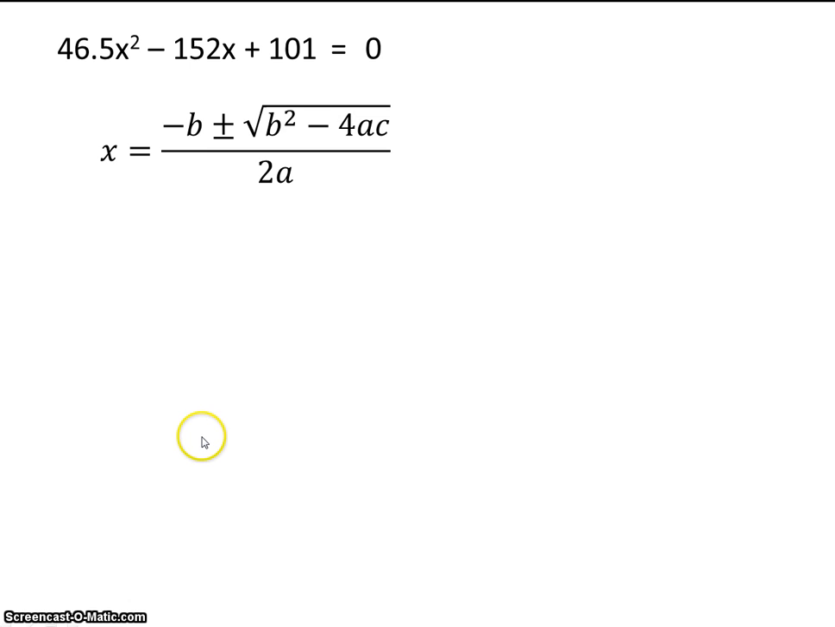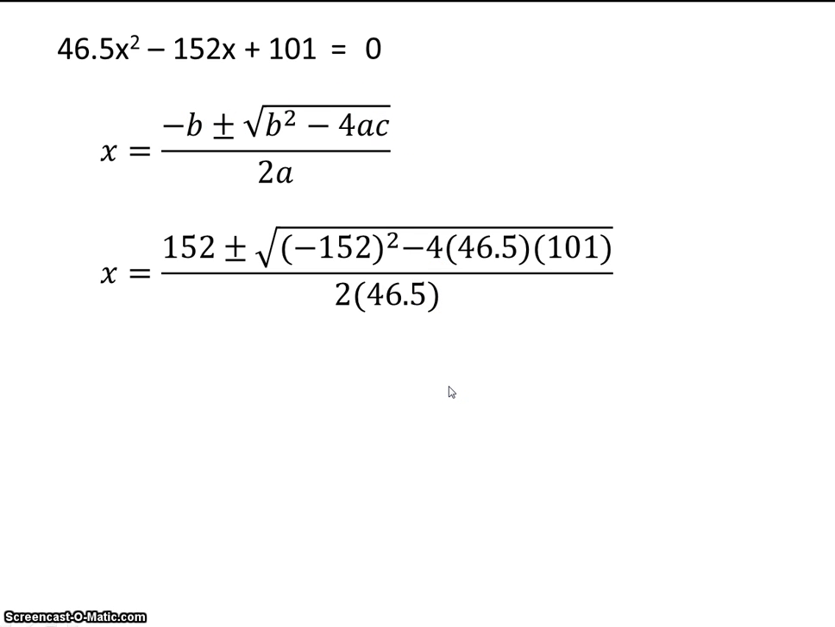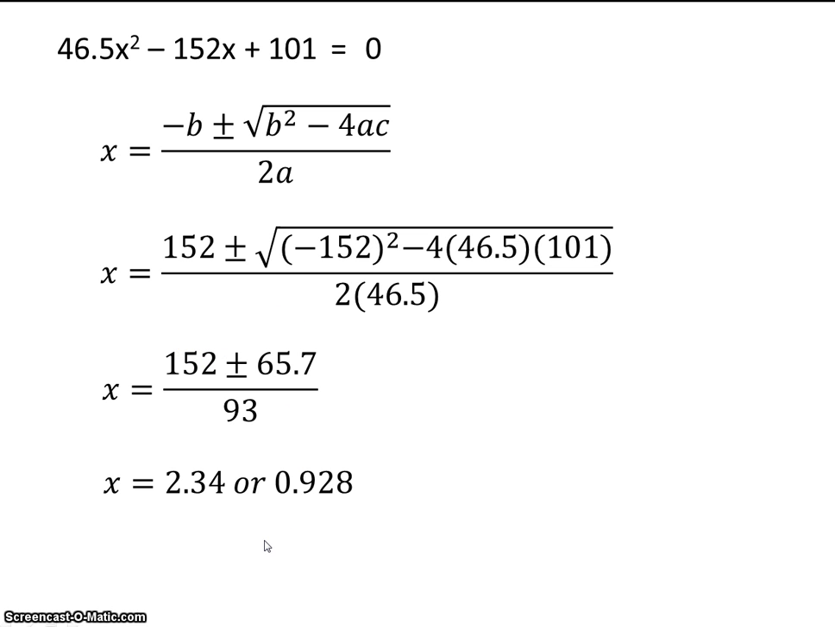Okay, using the quadratic equation, this is A, that's B, and that's C. So let's plug in for A, B, and C. You should have plugged in the numbers like that. Now, of course, we just have to simplify. So we're left with something similar to this. There's going to be two values for x. One value will be when we add these two numbers together, and the other value will be when we subtract those two numbers. So our x is either 2.34 or 0.928.